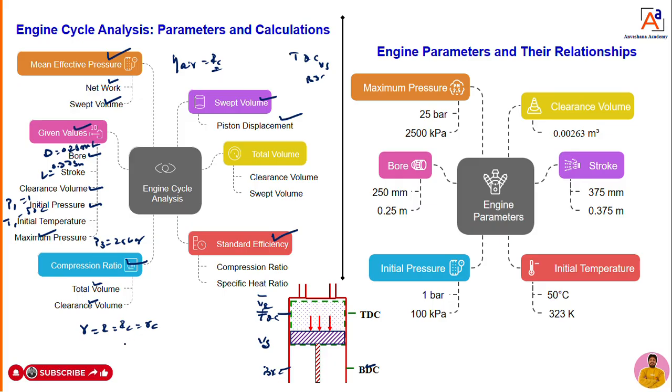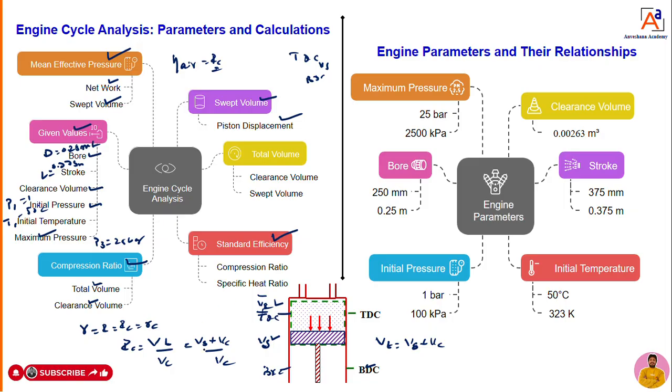Now I will take capital RC here. Compression ratio is nothing but what? It is the ratio of total volume to the clearance volume. Total volume is nothing but what? Total volume is the summation of swept volume plus clearance volume, that is Vt is equal to Vs plus Vc. Therefore, compression ratio is equal to total volume, that is (Vs plus Vc) divided by Vc.